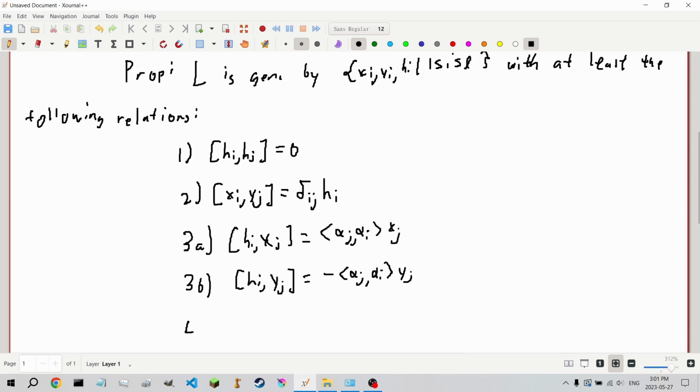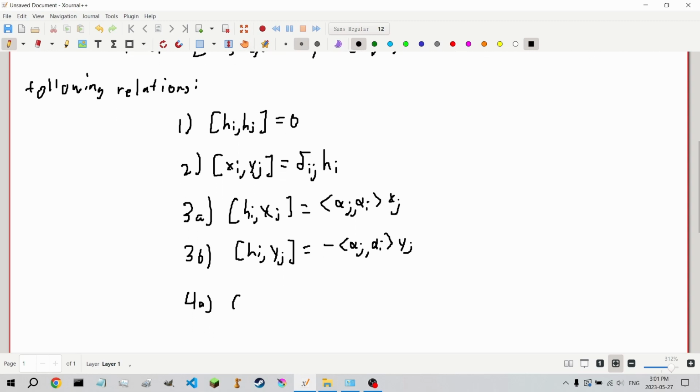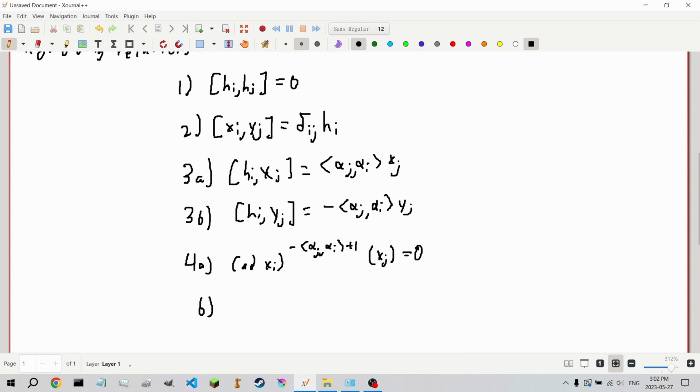We have 4a, which states that the adjoint of xi to the negative angle bracket alpha j, alpha i plus 1 of xj is 0. And 4b, which is the same thing except with y instead of x.